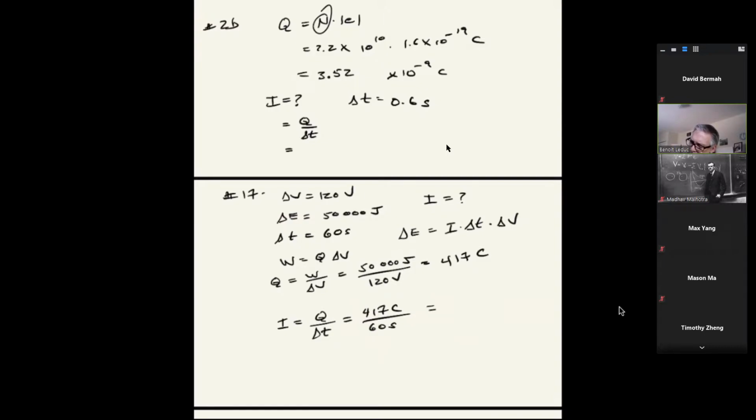Let me see here. So you got like 25,000. So what is this? 417 divided by 60.